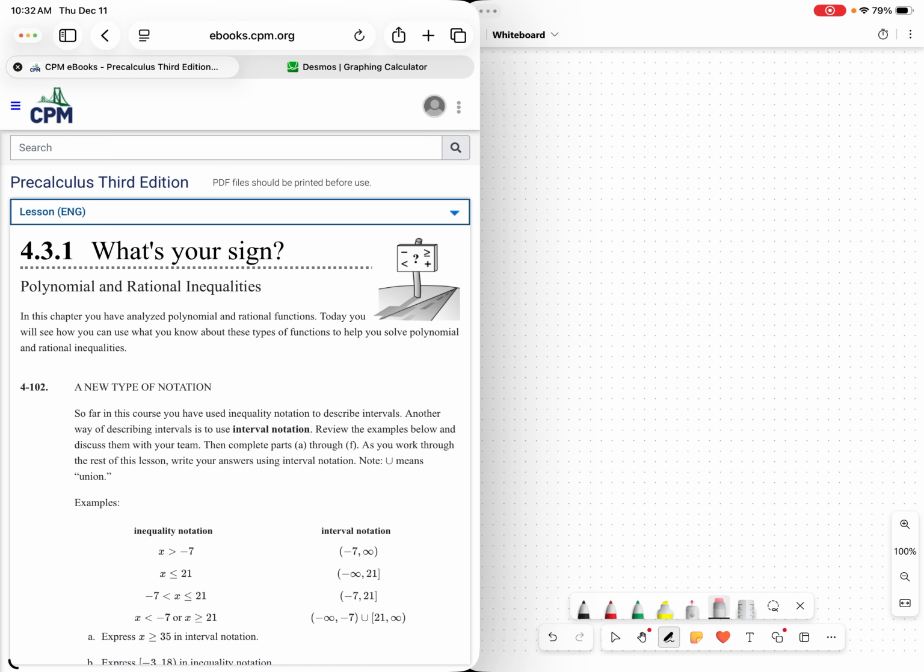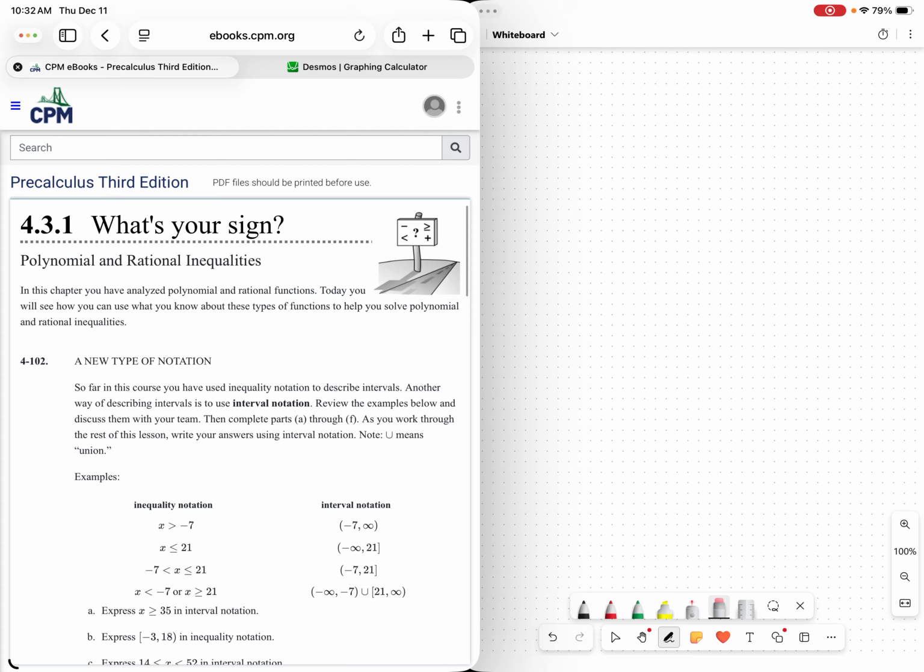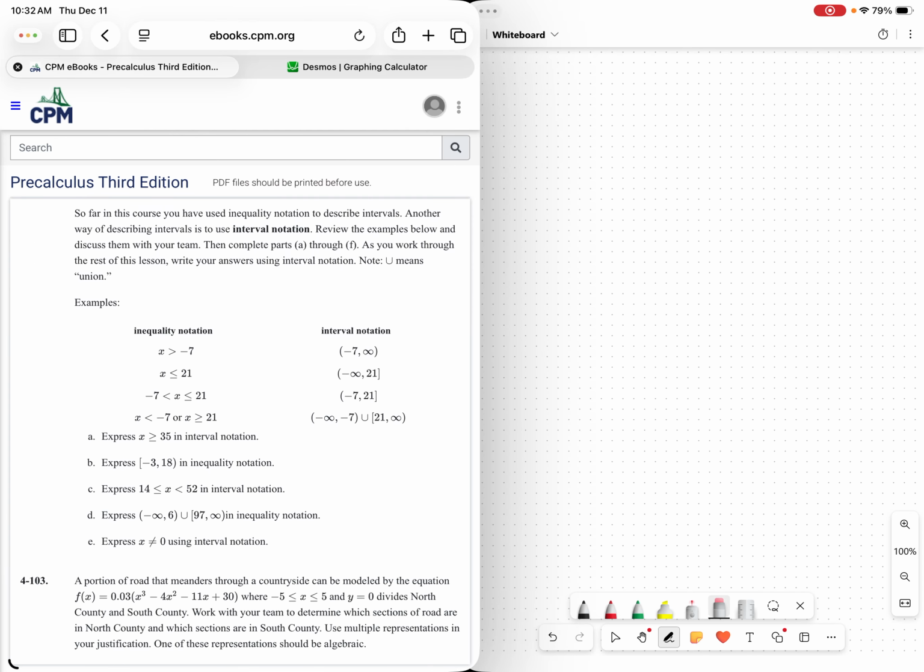Complete parts A through F. As you work through the rest of the lesson, write your answers using interval notation. Note that U means a union, right? So it's a union of the two. If you look here at the examples they give us, they give us inequality notation, x is greater than -7, and then they give us interval notation. The interval is the interval they're talking about here. Greater than -7 means from -7 to infinity, right? For as far as it goes.